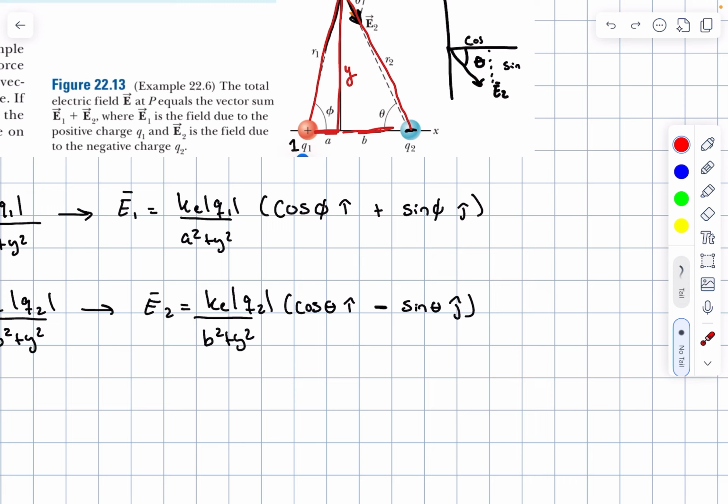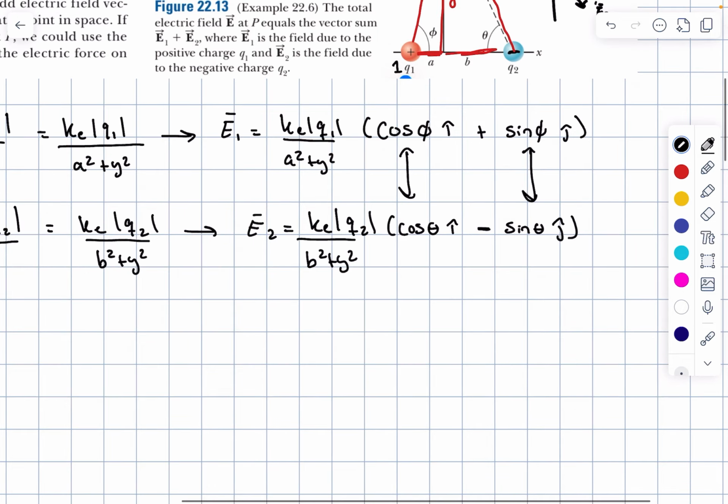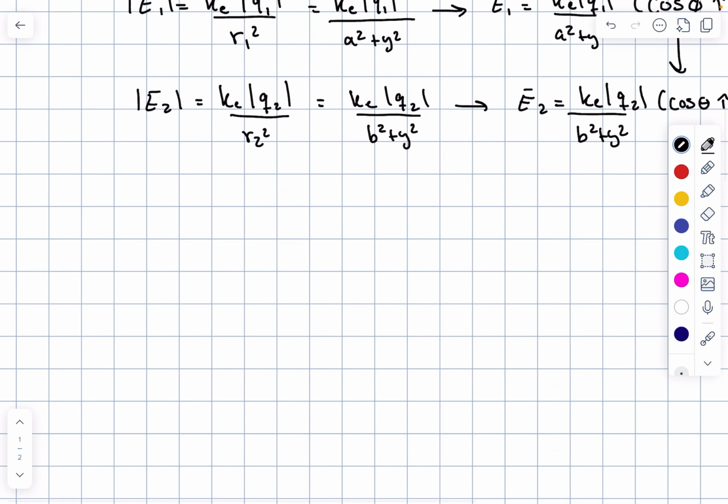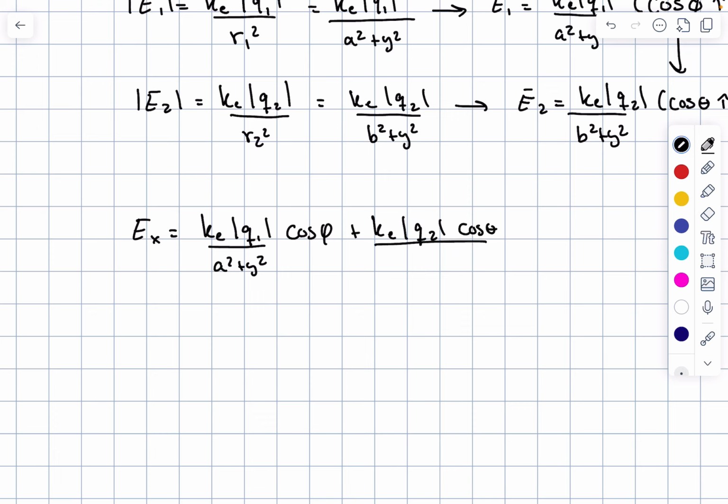Now the next thing to do is just add up these x components, add up these y components, and end up with a net electric field vector. So the x components are going to be just k_e q1 over a squared plus y squared cos phi, plus k_e q2 cos theta over b squared plus y squared.